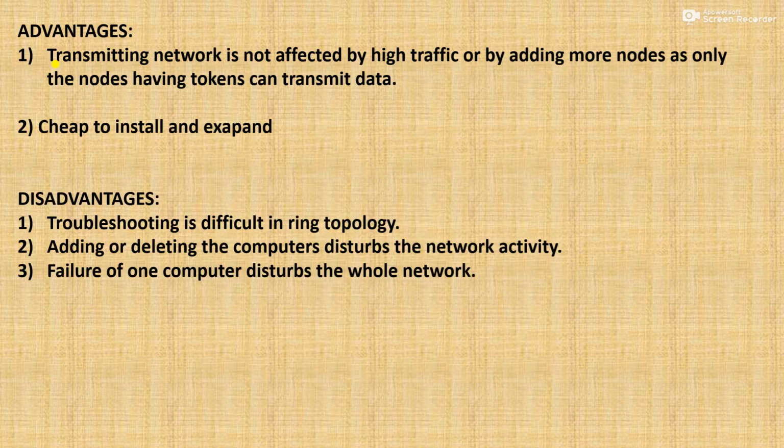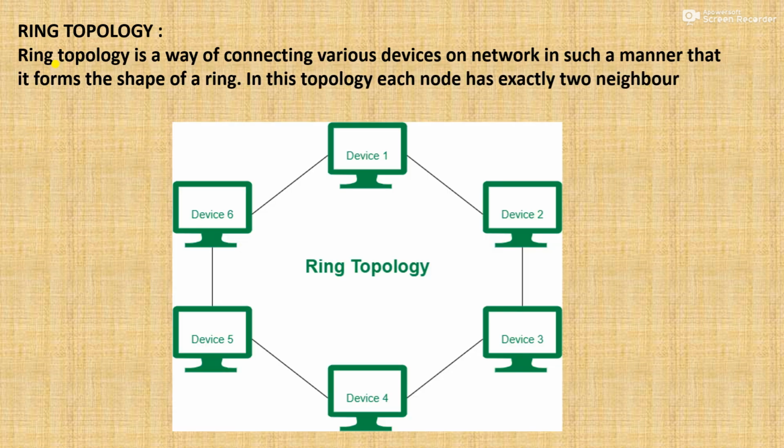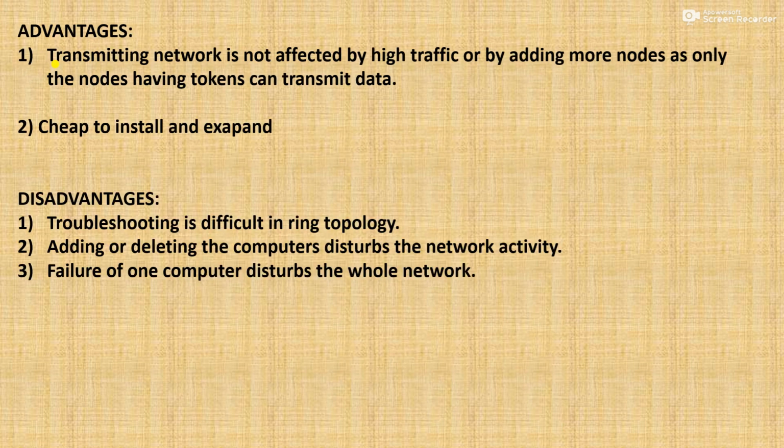So what are the advantages of ring topology? Transmitting network is not affected by high traffic or by adding more nodes, as only the nodes having the token can transmit data. सारे लोग यहाँ ट्रांसमिट नहीं कर सकते हैं डेटा, उसको टोकन होता है ट्रांसफर करने का, वही करता है. And it is cheap to install and expand. And disadvantages, troubleshooting is difficult in ring.